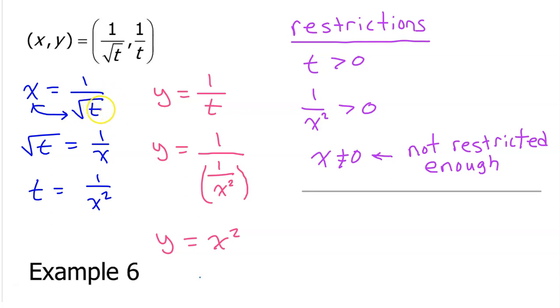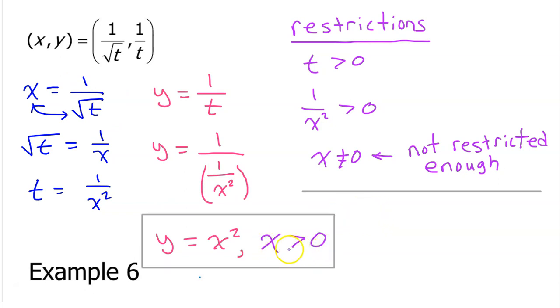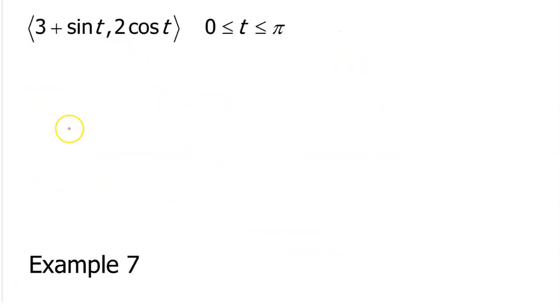So just imagine that t is always a positive number. That means this expression is always going to be greater than 0. In other words, x is always going to be greater than 0. With this domain restriction, y equals x squared is now equivalent to the original parametric equation. Let's do one more example, and let's make it a trig example.